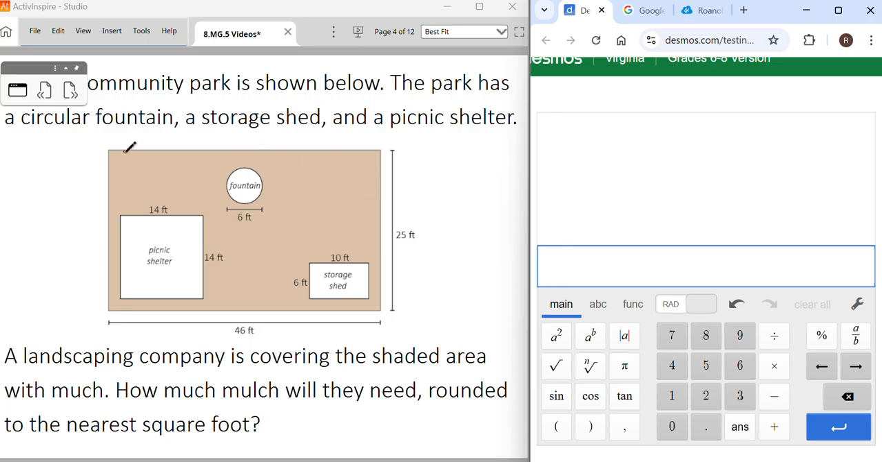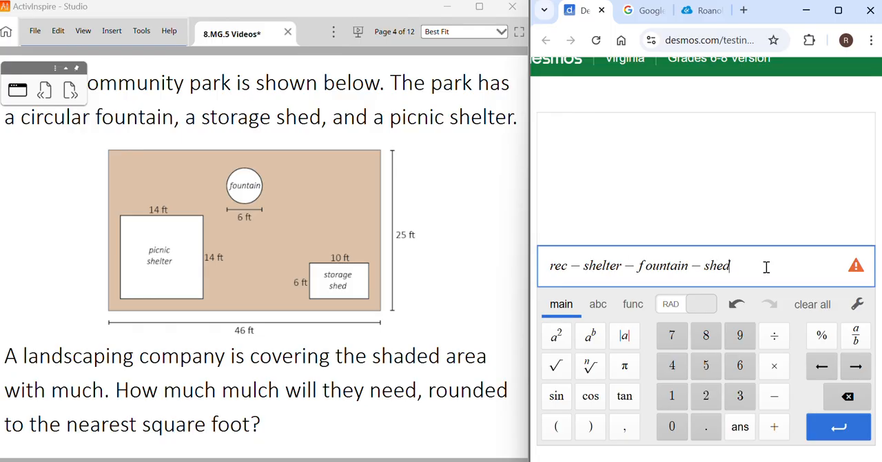Well, I'm going to start with the biggest figure I see, which is a rectangle. So I'm going to type REC. This is just scratch paper right now. I know that we're not going to put mulch under the picnic shelter, in the fountain, or in the storage shed. So we're going to have to subtract those areas. So I'm going to put subtract the picnic. So maybe I should just put shelter. That might do better. There you go. I'm going to subtract the fountain. And I'm going to subtract the storage shed. So I'm just going to put shed.